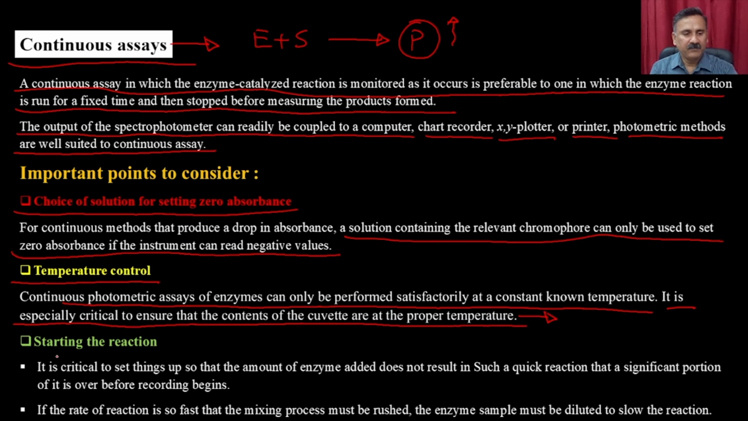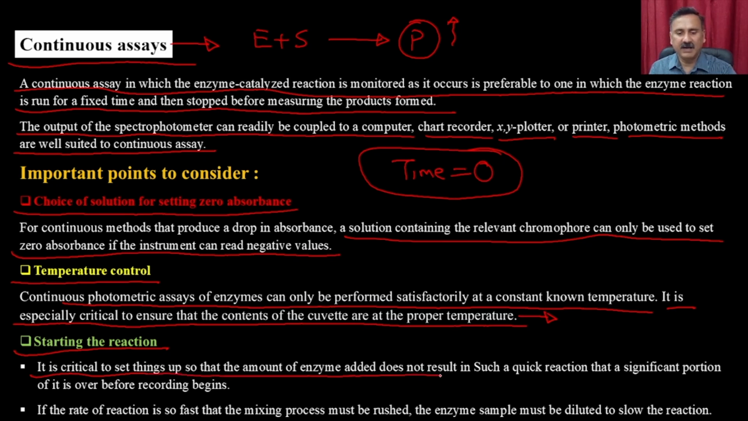So that's why a constant temperature in the measuring cuvette is very important. And then starting the reaction, because time zero is very important. When you are starting the reaction, it is critical to set things so that the amount of enzyme added does not result in such a quick reaction that a significant portion of it is over before reading begins. If the rate of reaction is so fast that the mixing process must be rushed, the enzyme sample must be diluted to slow the reaction.